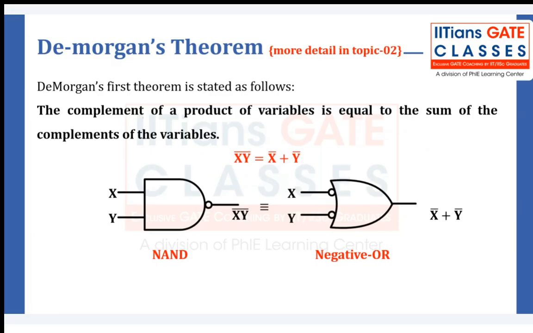How many of you have heard of De Morgan's theorem? This is one of the most important theorems in digital electronics. Without this theorem, simplification is very difficult. Everywhere we will be using De Morgan's theorem. So do we have to learn it in logic gates, or should we be learning it in Boolean algebra and minimization?